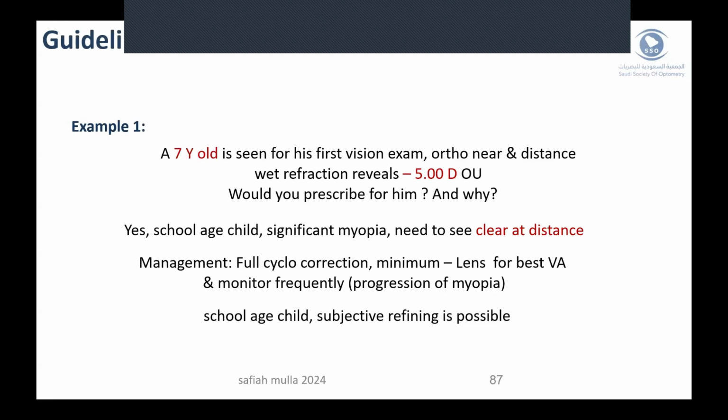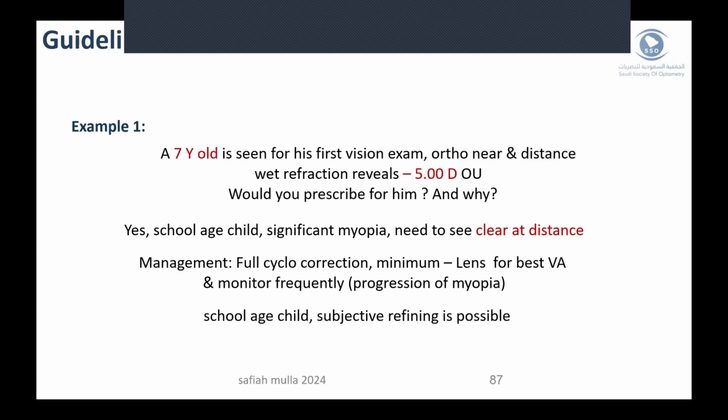I don't give them cyclopentolate and send them home and then bring them back again for subjective if they are old enough. I do the subjective refining first, and then I put the drops in, and then I compare the subjective and the drops. In this way, I spare the child from coming for the subjective next visit, and I give them the glasses and the prescription according to what I find.